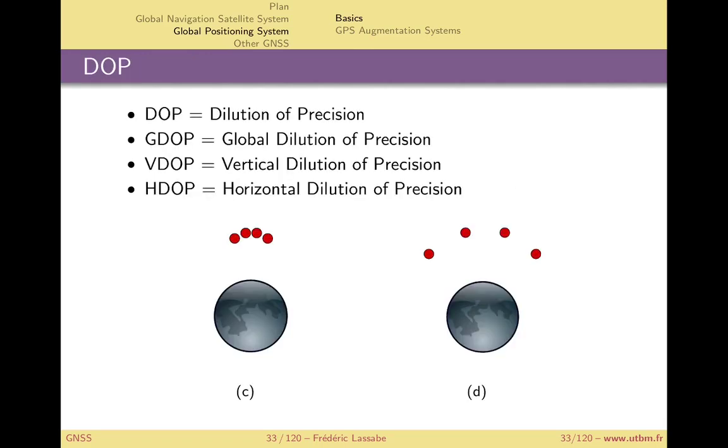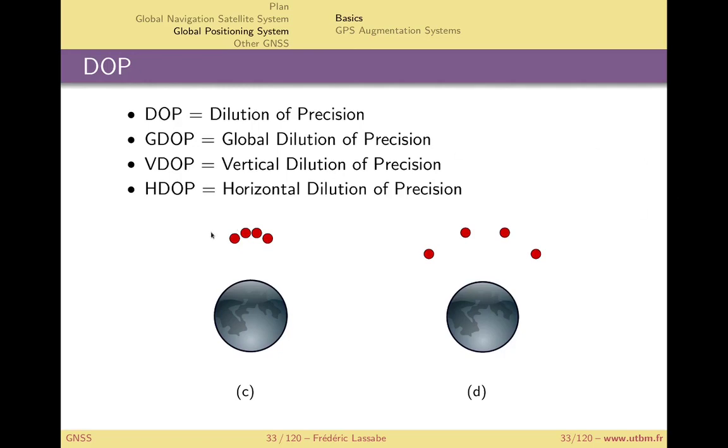So, of course, the current layout of the satellites in relation to each other impacts the accuracy. So you have an indicator which is based on the satellite spread geometry, which is called the DOP, dilution of precision, and it is declined in GDOP, VDOP, HDOP for the global dilution of precision, the vertical dilution of precision, and the horizontal dilution of precision.